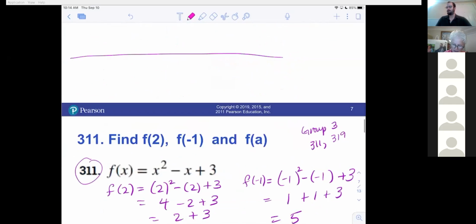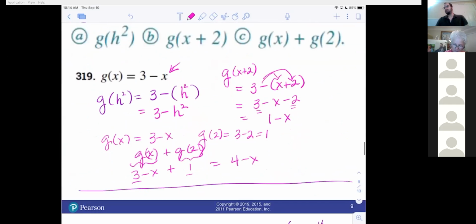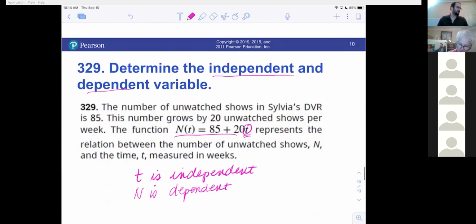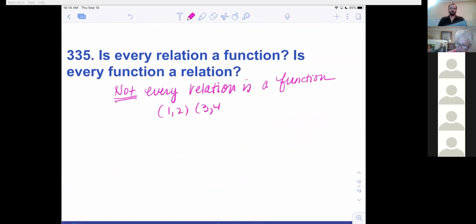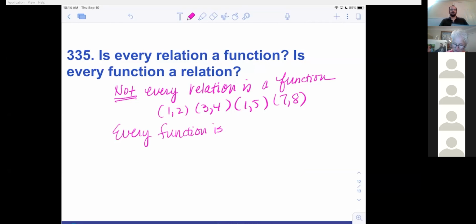So if you have something like 1, 2, 3, 4 with a repeating variable, if the x's repeat, it's not a function. This is a relation, but it's not a function. But is every function a relation? Every function is a relation, because every function is a set of ordered pairs, but it's just a specific set where the x's don't repeat. Or every x is paired with exactly one y.